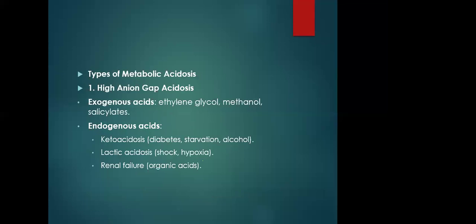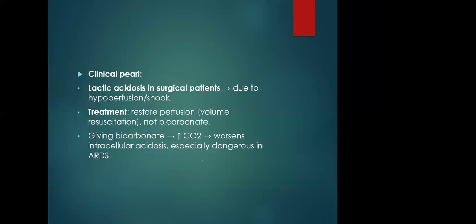We have types of metabolic acidosis where you can have high anion gap acidosis, where you are taking a lot of exogenous acids like methanol and salicylates. But also these acids can be produced from inside your body. For example, patients who have starved or are taking alcohol or have diabetes, as well as lactate, which is coming from shock and hypoxia, releasing a lot of acids, thus raising the anion gap. Also, you have renal failure, where you have organic acids building up.